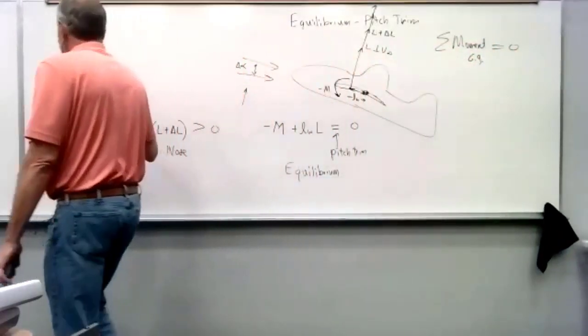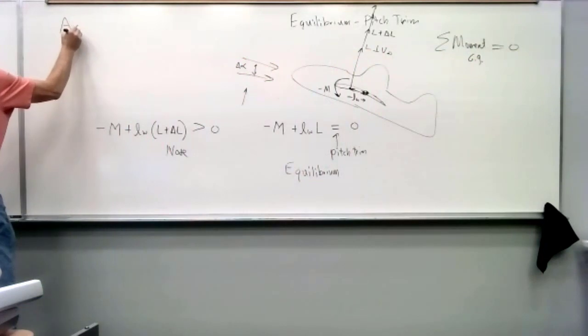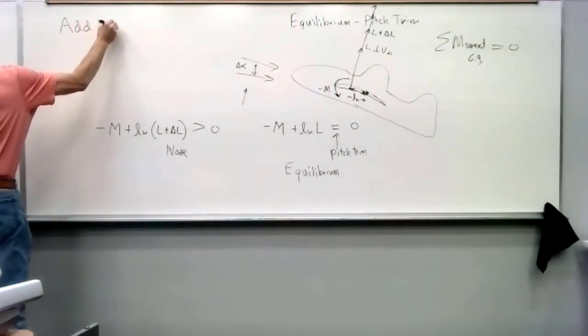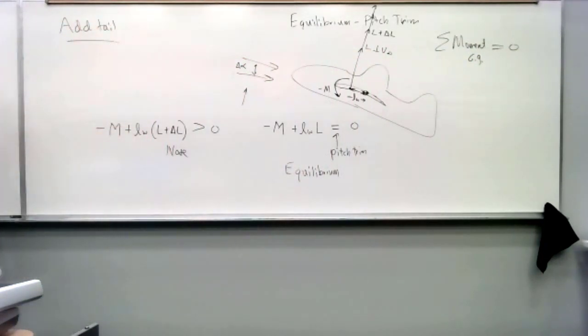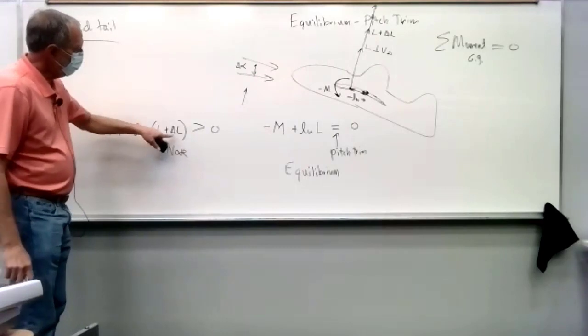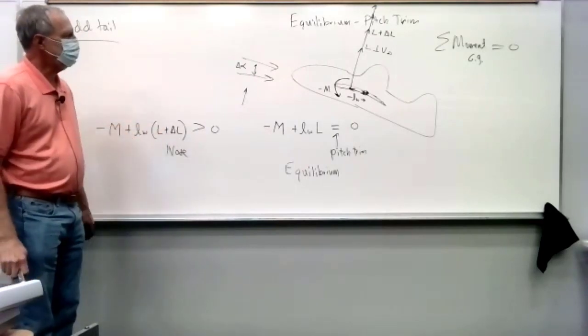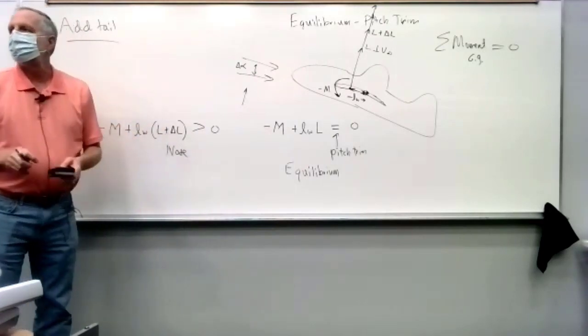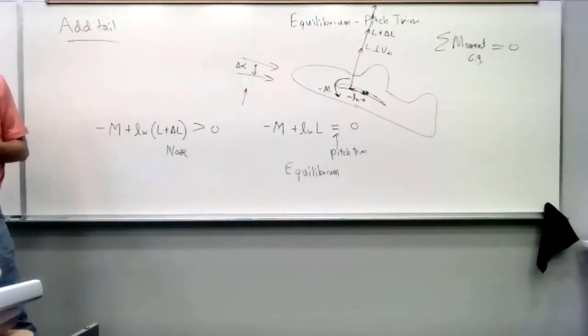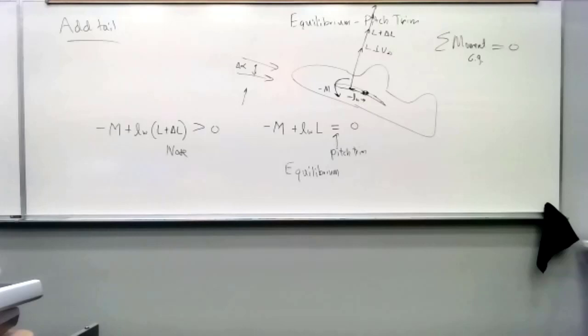So next time, we're going to add a tail because this wing-only airplane obviously is not pitch stable. Because in this case, a force or a moment, in fact, this is a moment, is generated to actually move it away from the initial equilibrium. So if we add a tail, I'll show you why that actually fixes it and it makes it go the other way. So we'll do that next time because you guys need to meet in your groups.